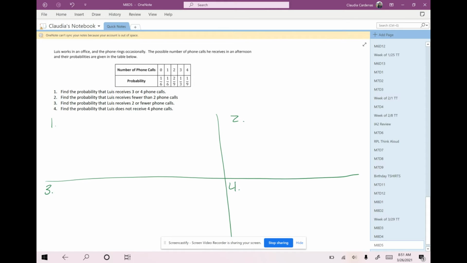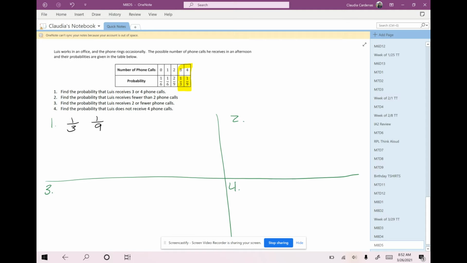So the first part says to find the probability that Luis receives 3 or 4 phone calls. So if we're going to find the probability of him receiving 3 or 4 phone calls, let's first look at our table. So I see with my highlighter that 3 or 4 phone calls is right here. And the probability of each of them happening is 1/3 and 1/9. Okay, well, how would I find the probability of both situations happening? Well, we would need to combine these probabilities together.